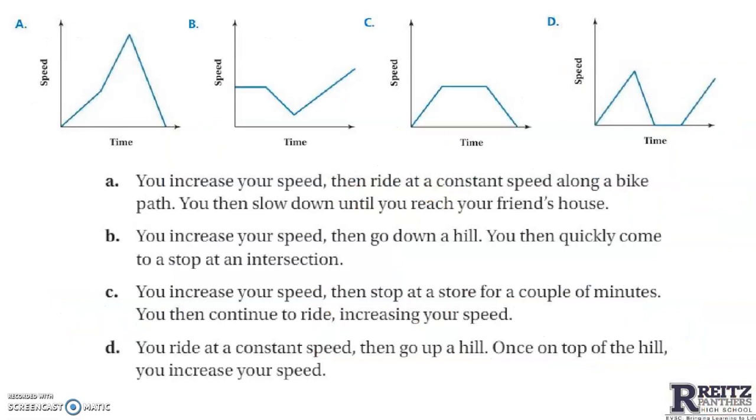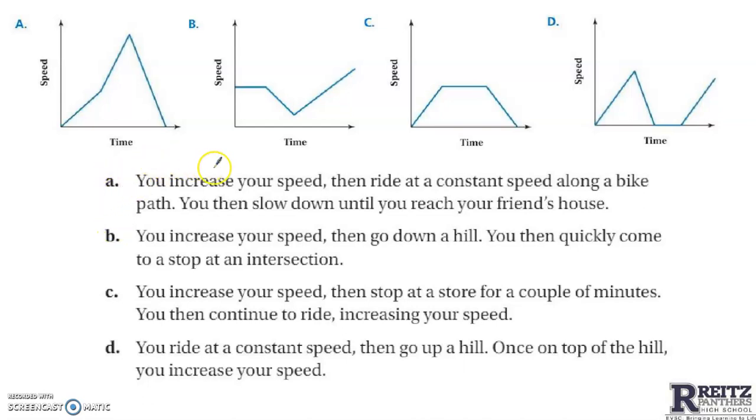Okay, on the next slide you've got 4 function graphs that all have time as the independent variable and speed as the dependent variable. Your job is to match which 4 descriptions, lowercase a, b, c, d, match the graphs, capital A, B, C, D. So hit pause, see if you can match them up, and then hit play.